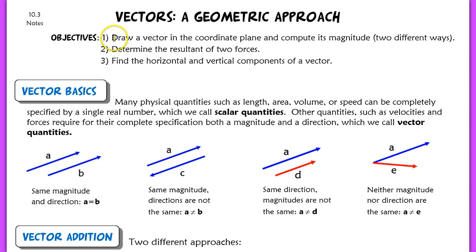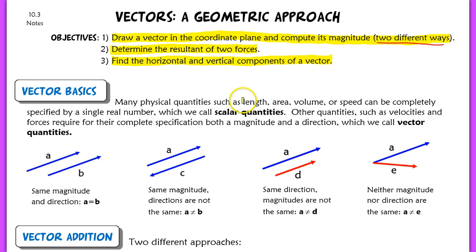We want to draw a vector in the coordinate plane and be able to compute its magnitude in two different ways. So this is important, two different ways. We're also going to determine the resultant of two forces and find the horizontal and vertical components of a vector. If you can do these three things, then the homework for tonight should be pretty easy. So let's begin by talking about the very basics of vectors.